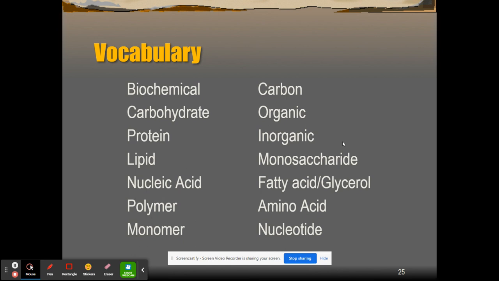Please make certain that you add the information that you just got from this PowerPoint into your notebooks on pages 23, 25, 27, and 29.